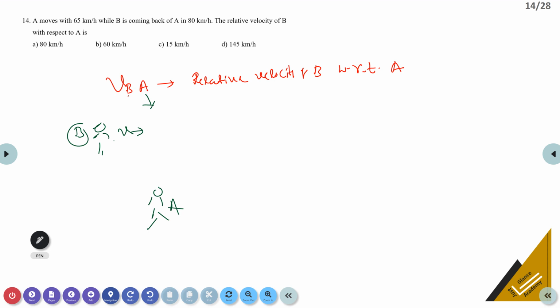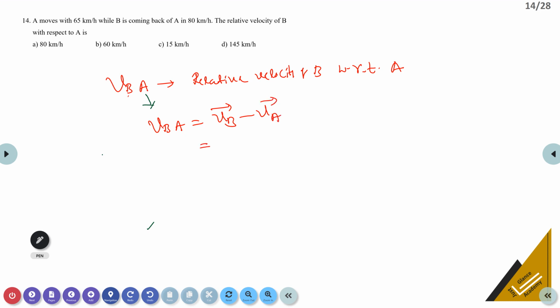It is the velocity of person B, observed by A here. Normally we write VBA equal to VB minus VA. Very simple problem. A moves with 65 km per hour and this fellow is moving with 80. So 80 minus 65 equal to 15 km per hour. Is the choice there? Yes, there is. Next.